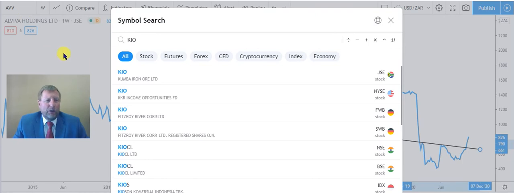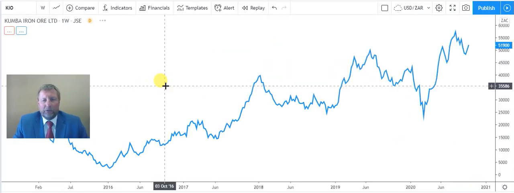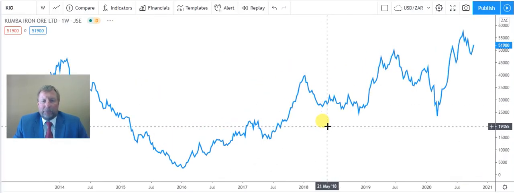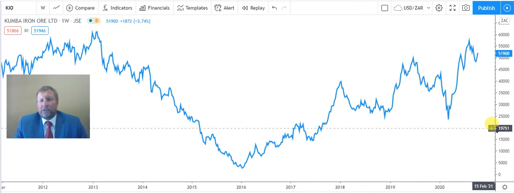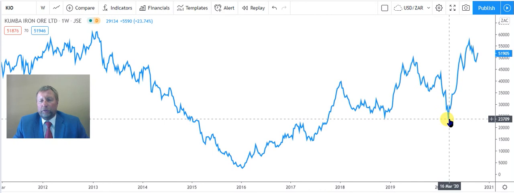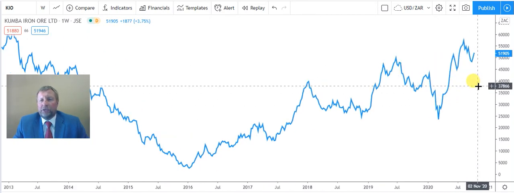And Kobus is asking about Kumba iron ore. I mean, look at this chart. All the commodities actually had some good share rallies. And look what happened to Kumba. It went from 250 in March, this is the corona drop, all the way back to 519. So it looks good to me.